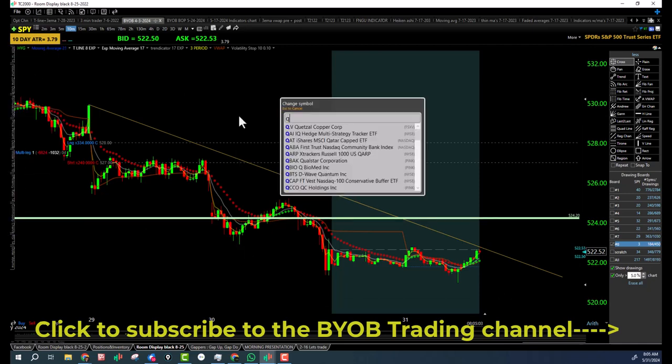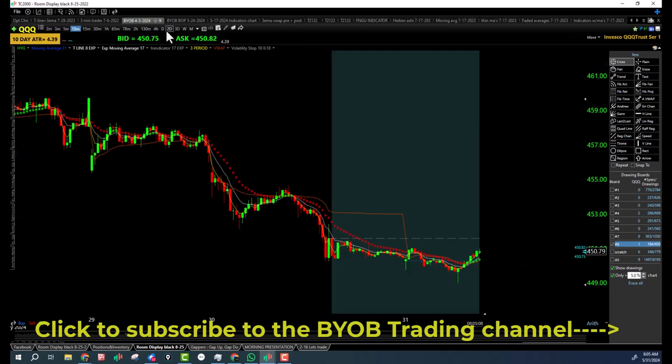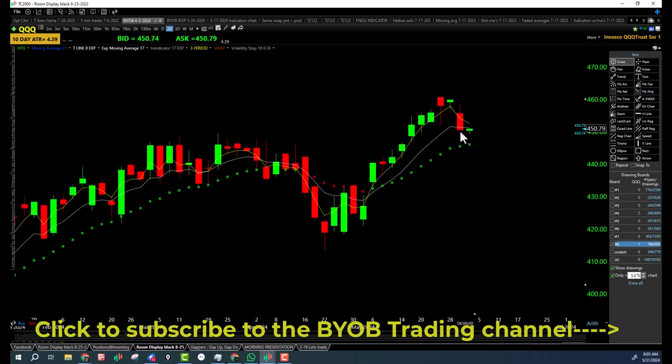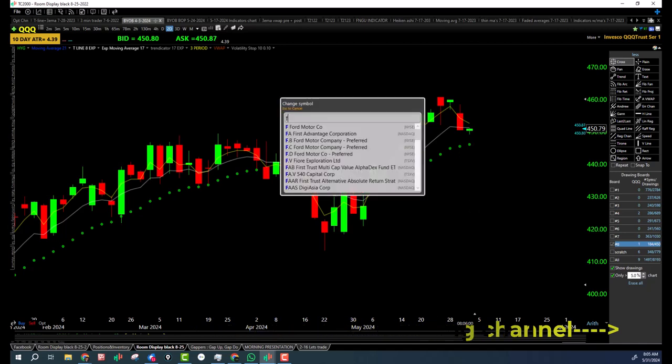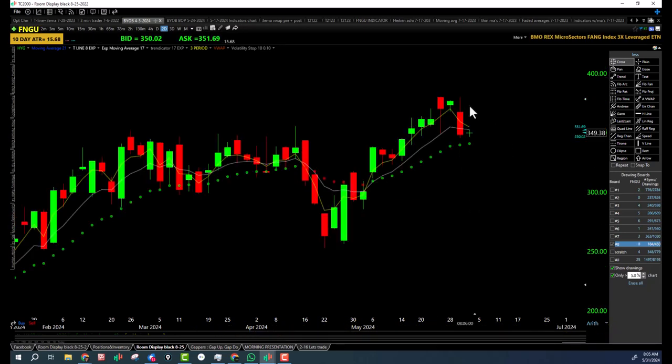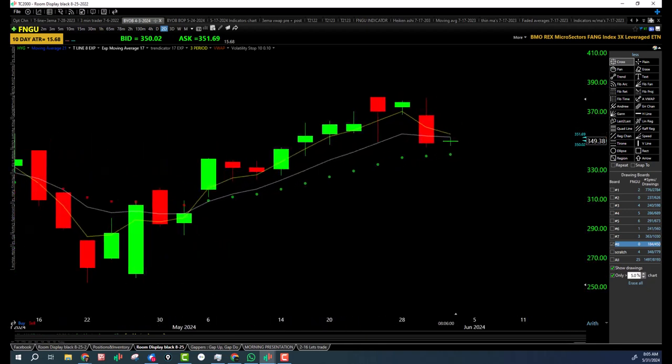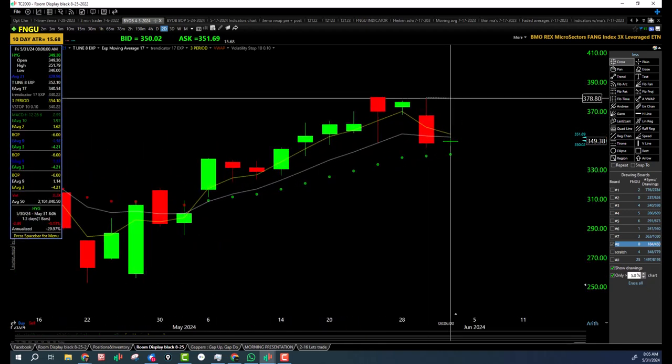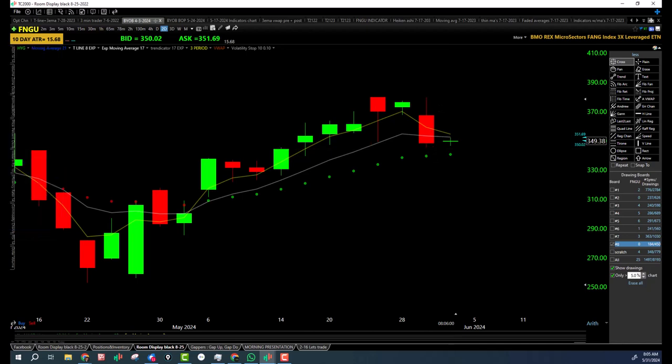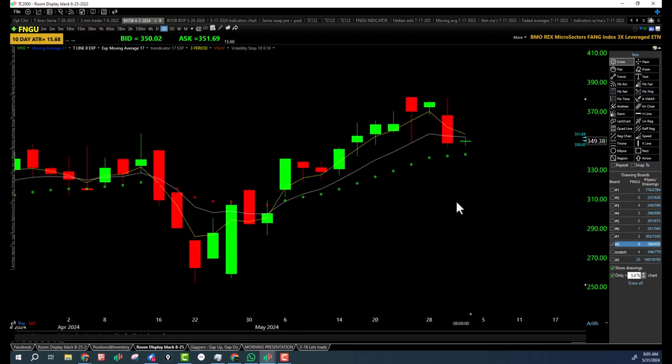All right, let's go back to QQQ. QQQ on the daily chart. Here we are with QQQ, lower high, lower low, closing under the bullish trap over the 17 EMA. All right, FNGU. Got a higher high and a lower low, closing under the bullish trap and over the 17 EMA. So there's FNGU. IWM.